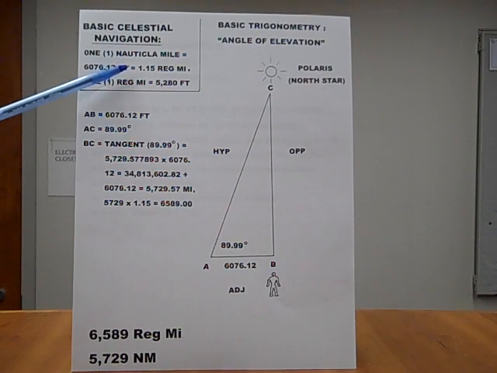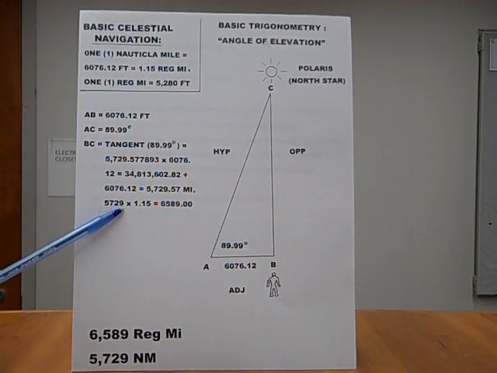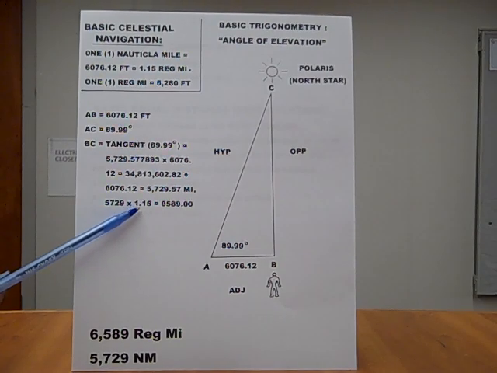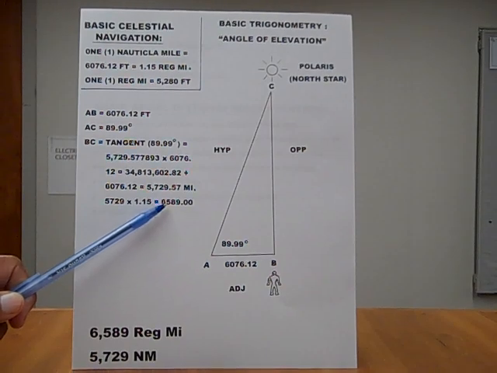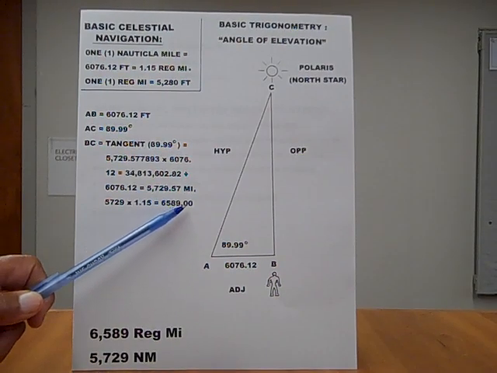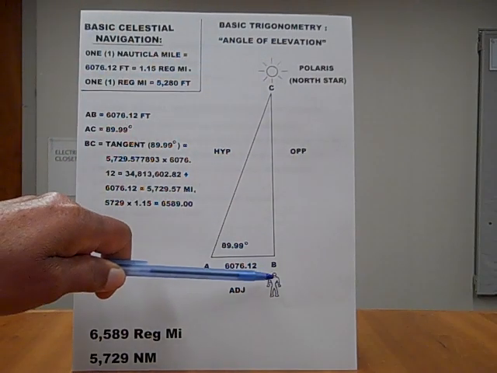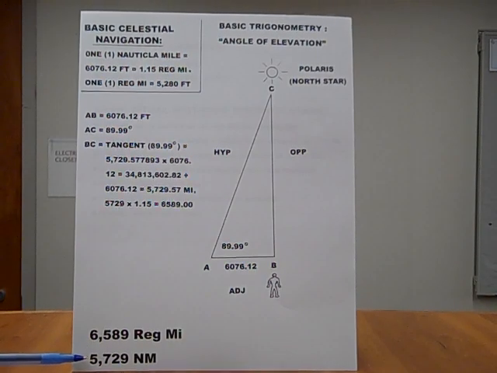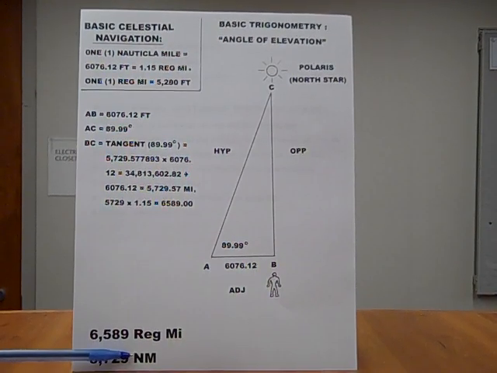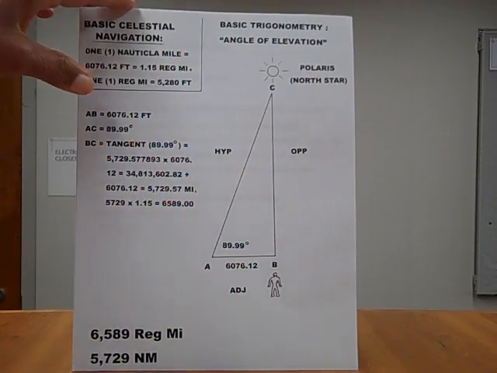Now, remember that a nautical mile is equal to 1.15 regular miles, so 5,729 times 1.15 equals 6,589.00. Hence, the Polaris North Star is 6,589 regular miles above the Earth's surface, which is equal to 5,729 nautical miles above the Earth's surface. Hence, light years do not exist.